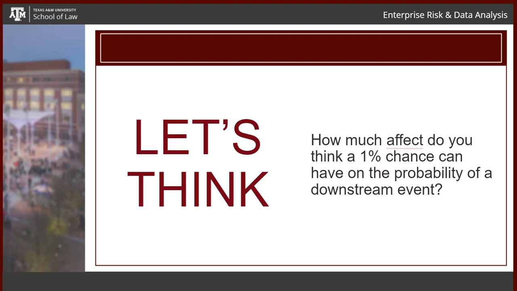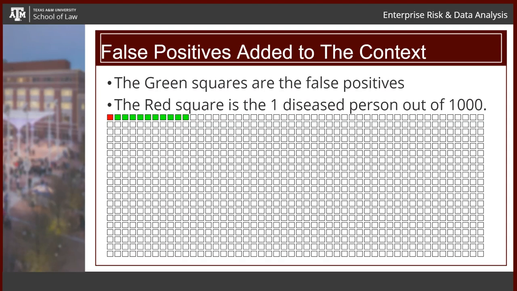There's a let's think question in here. How much effect do you think a 1% chance can have on the probability of a downstream event? This is where the black swan events come in. Low probability, high impact, high consequences. So there's false positives. The probability that you actually have the disease is very small, but the probability that you are told you have the disease is higher.